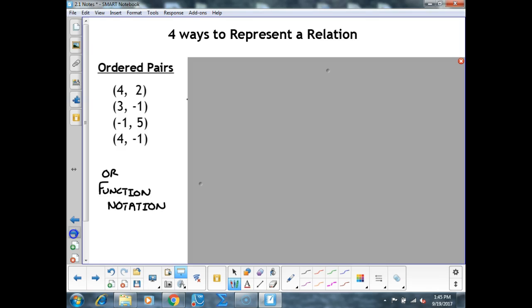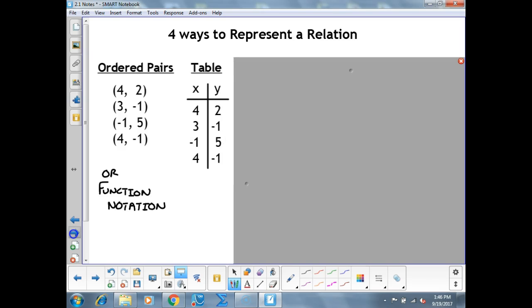Okay? So relations are functions. You can write it out as a list or a function. Simple, straightforward. You could make a table out of that. Because here's the point (4, 2). Here's the point (3, -1). (1, 5), and (4, -1).